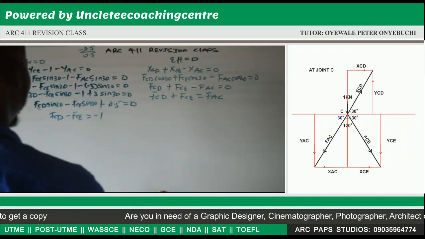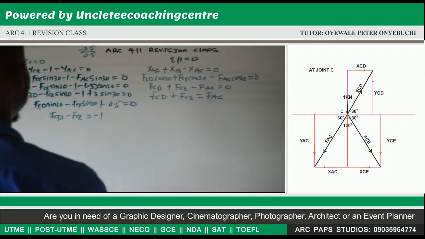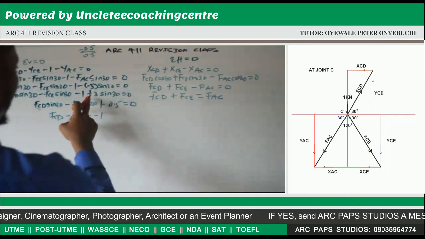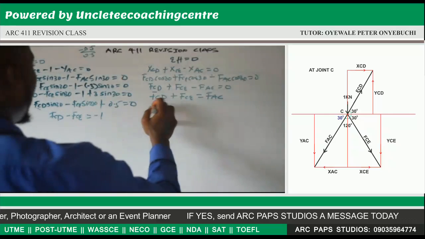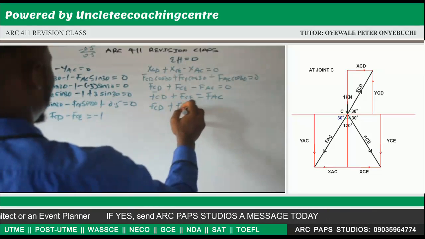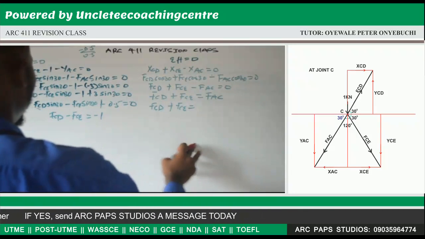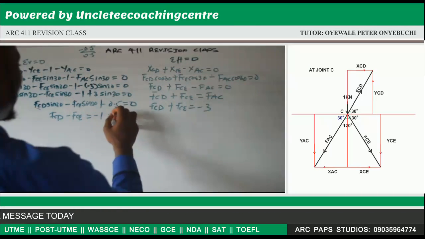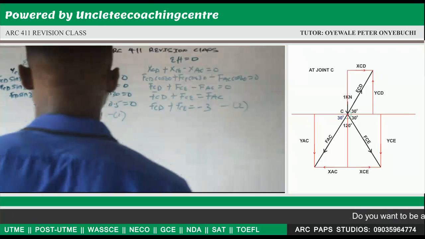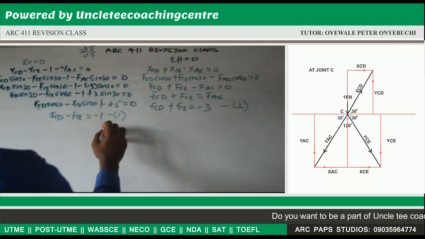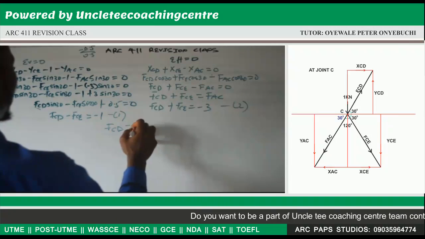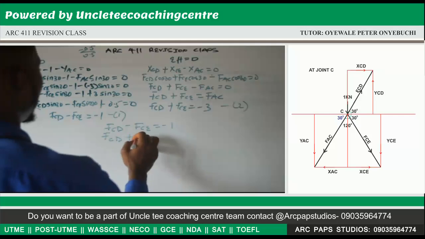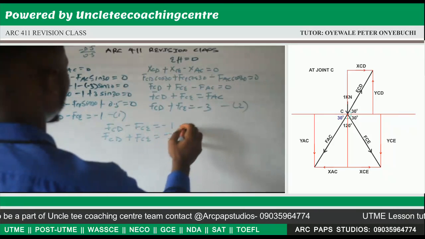Now since we have gotten our FAC, I think we got our FAC to be 2.6 or so. FAC, where is our FAC? We got our FAC to be, sorry, our FAC is 3. That is the 3 that we used here. So our FCD plus FCE will then give us, our FAC is minus 3, so it will be minus 3. So we'll call this equation 1, we'll call this equation 2. Now, equation 1 is FCD minus FCE is equal to minus 1. Equation 2 is FCD plus FCE is equal to minus 3.